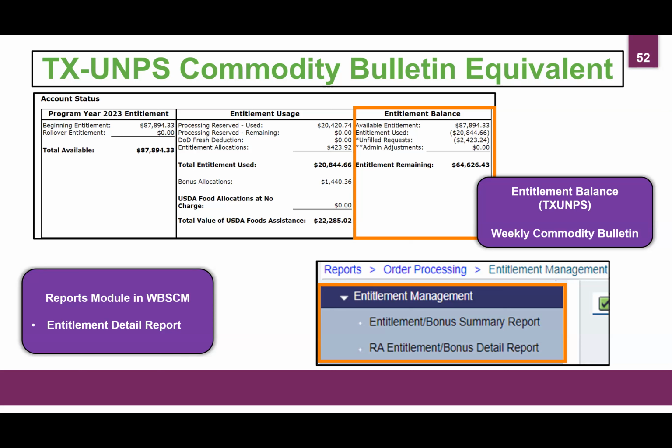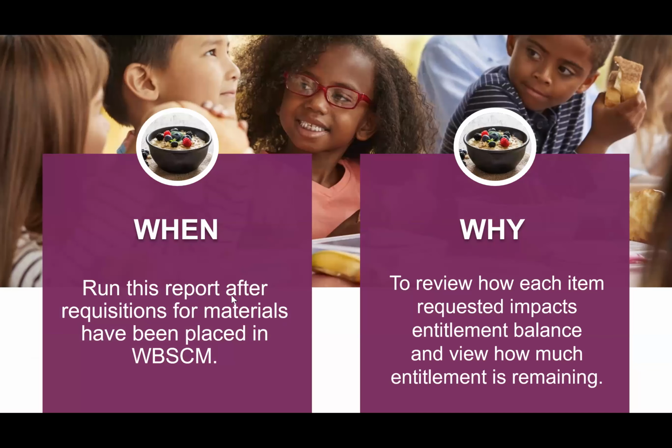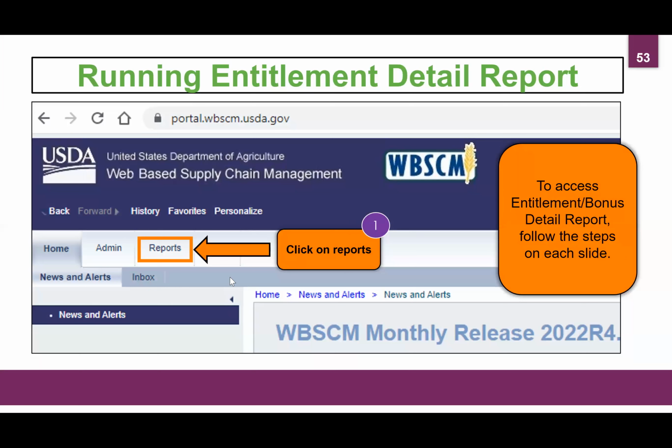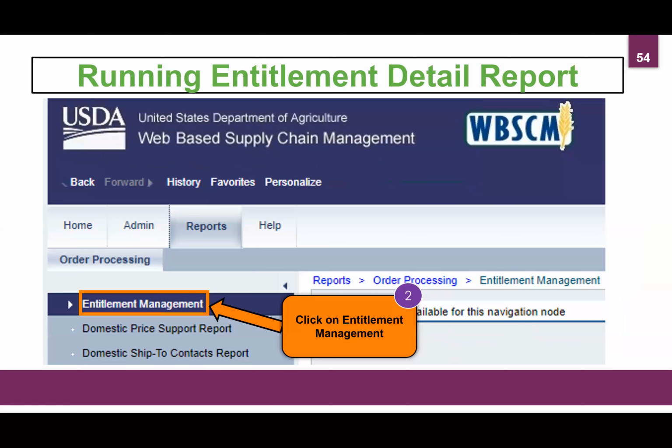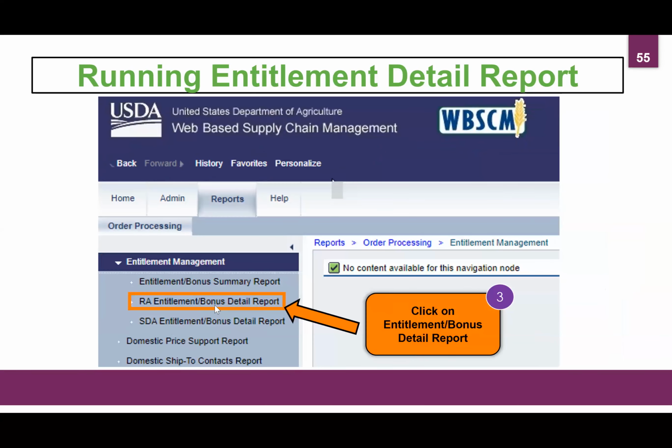So let's take a look how that looks. Okay, so we're going to go back to our home page. You're going to click on reports to access your entitlement bonus detail reports, and then we're going to follow the steps. So you'll click on entitlement management. Let me take a look here in the chat. Okay, so yes, we are in the training environment. So you're going to click on reports and then entitlement management. And then you're going to click on RA entitlement bonus detail report.